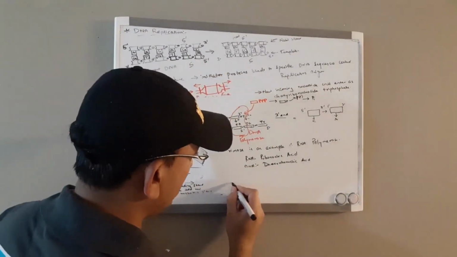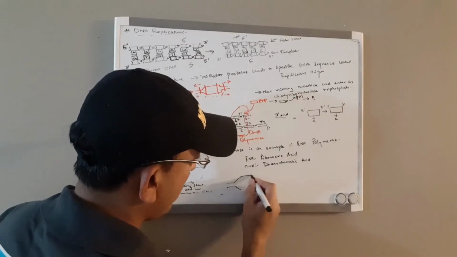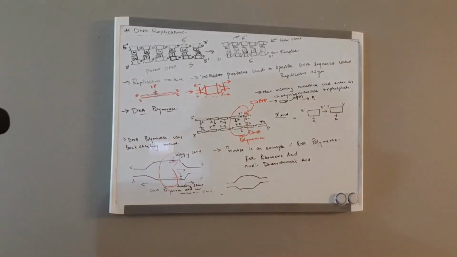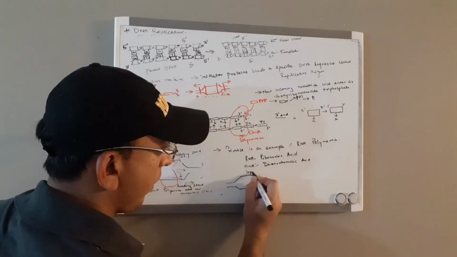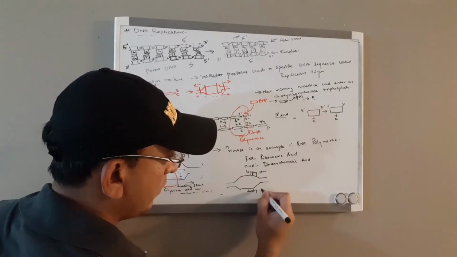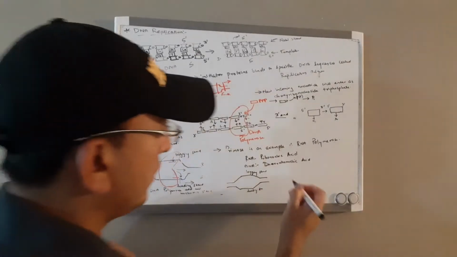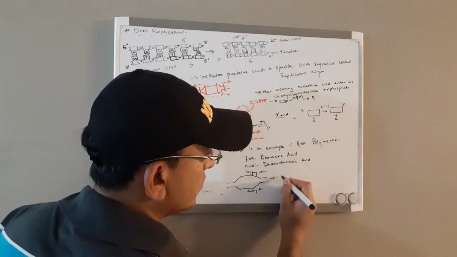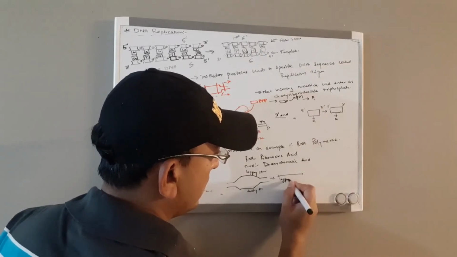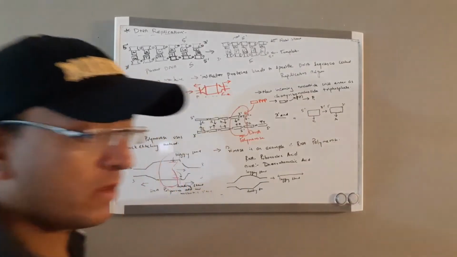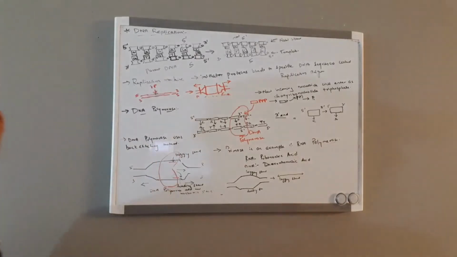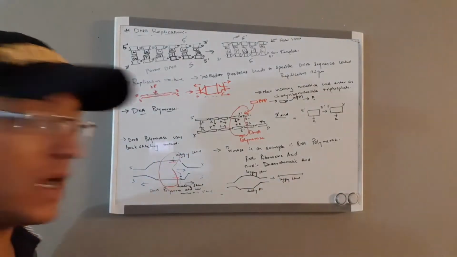Right, so for example this is our lagging strand, and this is our leading strand, right? So we'll put the lagging strand separately, and we'll name it lagging strand. All right, so on this lagging strand, what happens? The RNA primers are laid down at intervals.